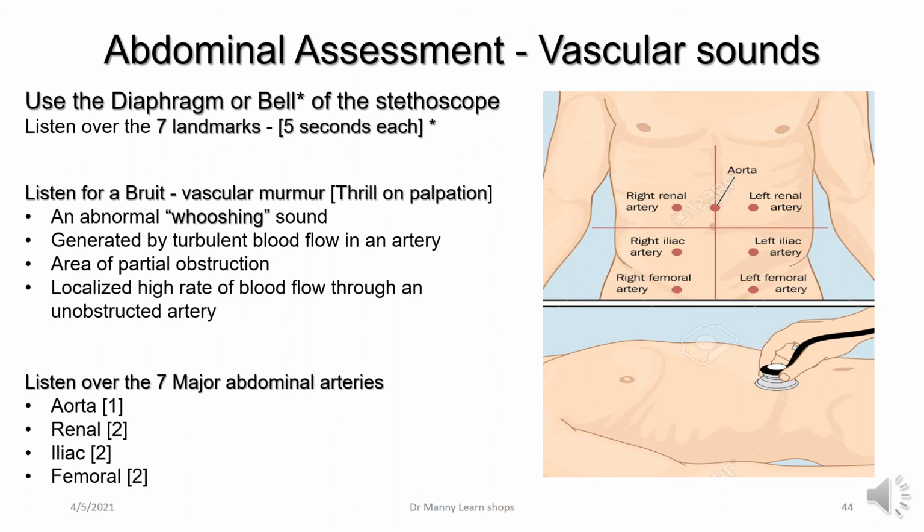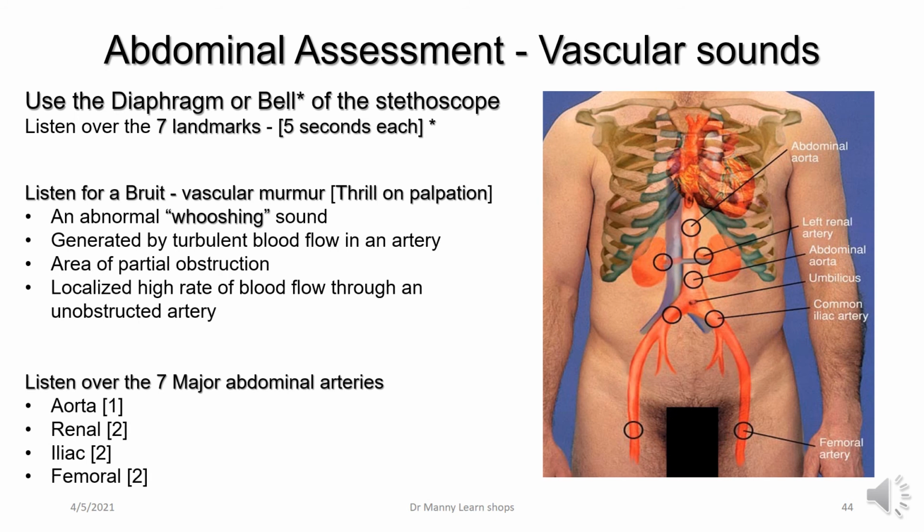If you feel it during palpation, this is called a thrill. So you listen over 7 major arteries in the abdomen: the aorta, the renal arteries, the iliac arteries, and the femoral arteries. Here you can see the locations with the organs exposed.